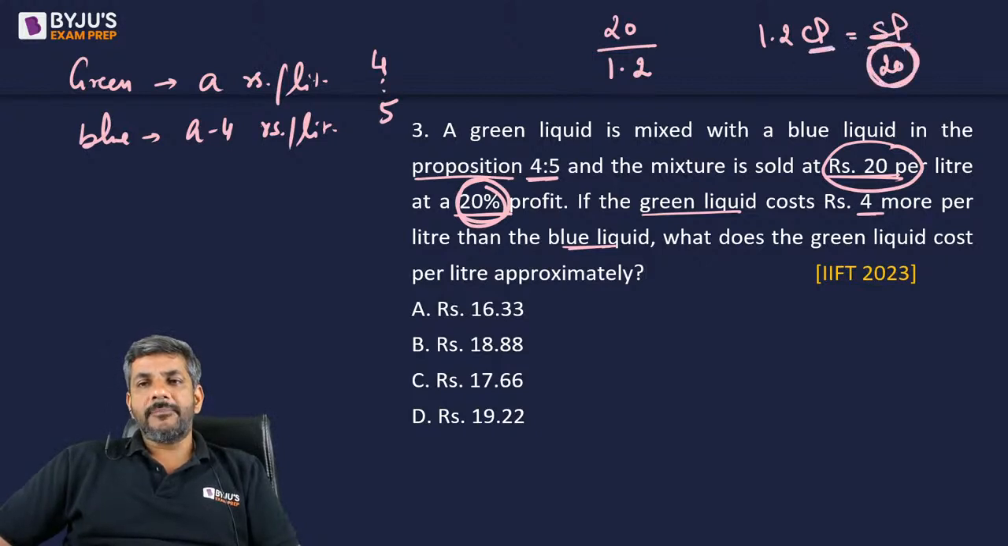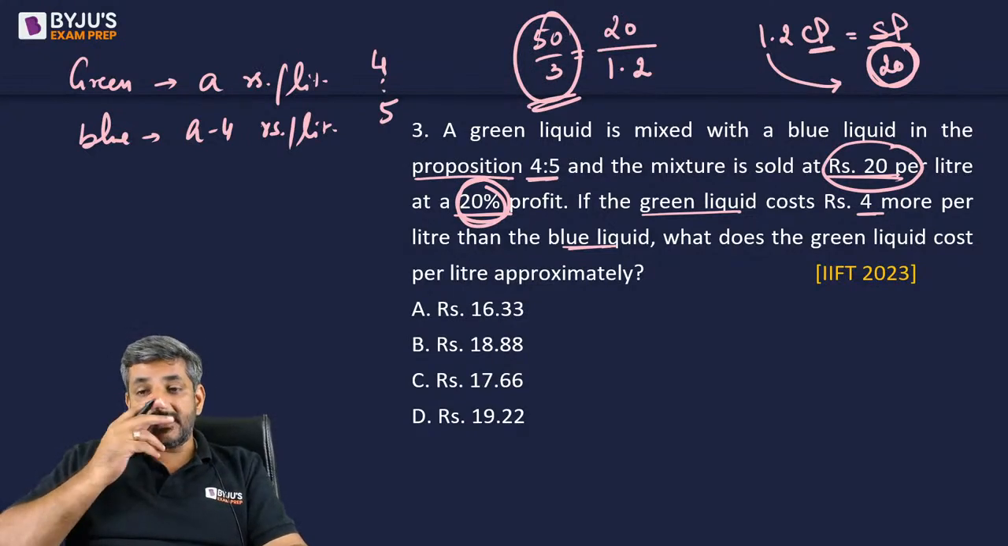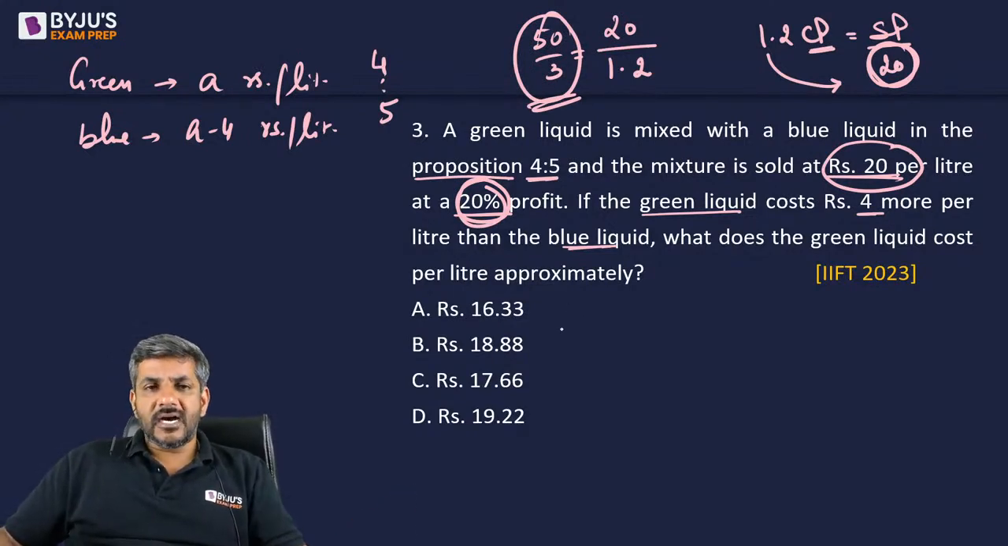So therefore, what is CP? 20 divided by 1.2, or I can also cancel out 4, it is 50 divided by 3. Okay. The resultant price is 50 divided by 3. So that's it. Our job is done.